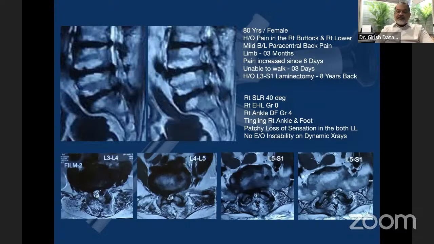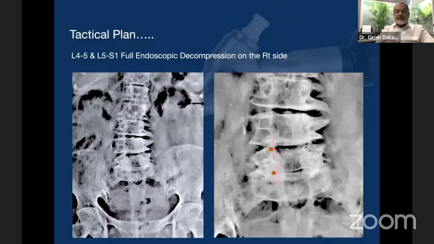And on the standing dynamic X-rays, there was no evidence of instability. Now, I have put down the axial cuts of all the 3 levels which have been operated, that is L3-4, L4-5, and L5-S1. Now, you see a predominant involvement on the right side at L4-5 and L5-S1. So there are 2 options that we were thinking, whether to go ahead and fuse her up. But considering her age, the quality of bone, the amount of pain that she has, and most important, she doesn't have predominant back pain, she has more of leg pain, so we decided to go ahead and do a single stage decompression at L4-5 and L5-S1 on the right side.